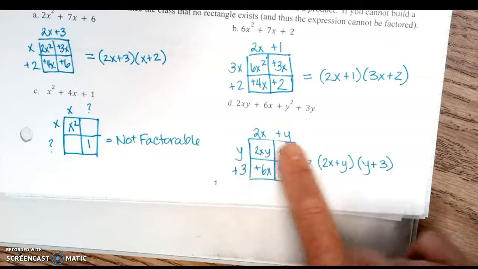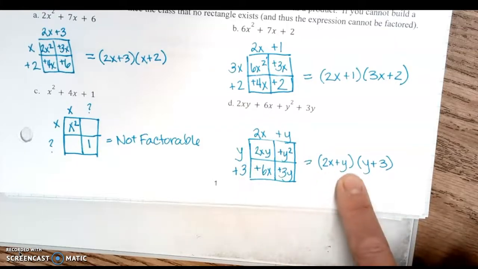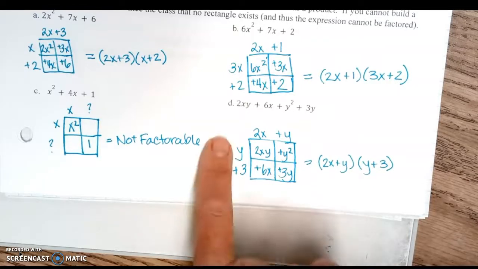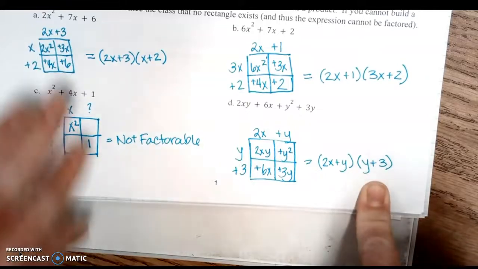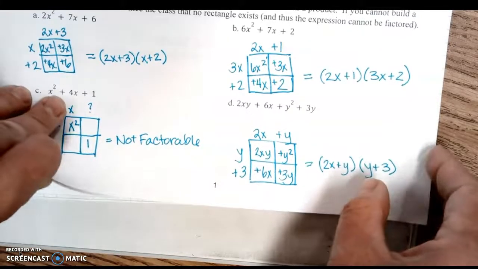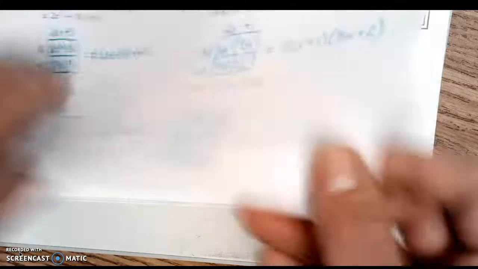And I took the binomial from across the top. The 2x plus y is my first factor, and along the side, the y plus 3 as my second factor. Okay? Anybody still writing from page 1? No? Okay, go ahead and turn over to the top of page 2.